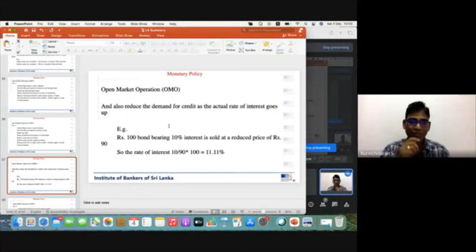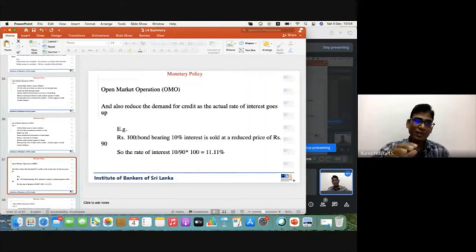If you are going to sell a 100 face value bond at 90 rupees, if the central bank sells it at 90 rupees, that is a 10% cut. So now the interest rate is like this: you are going to invest 90 rupees and get 10 rupees, or let's assume income. So your rate of return is 11.11%. So it's based on this price.